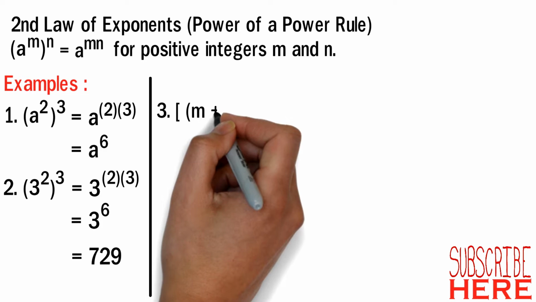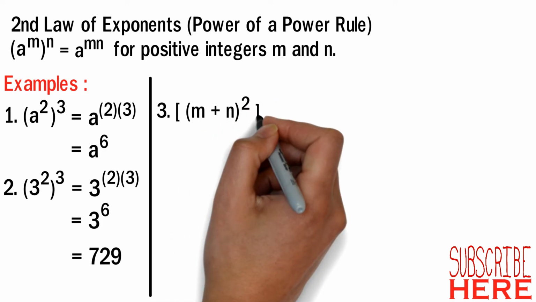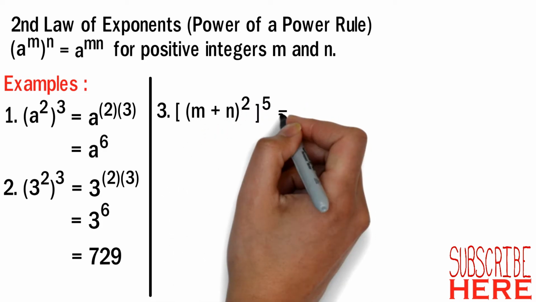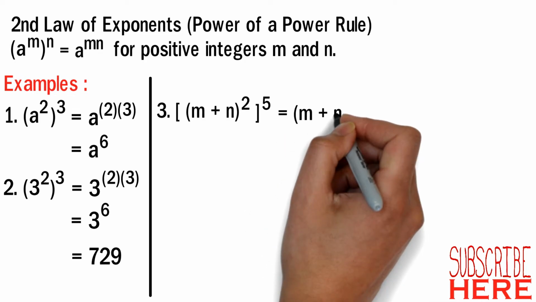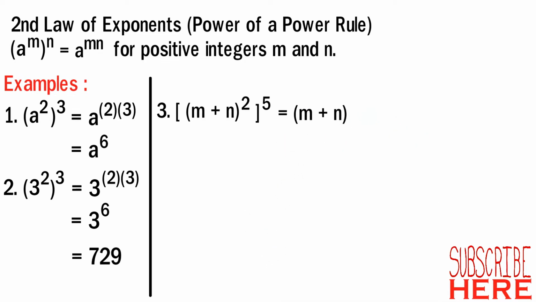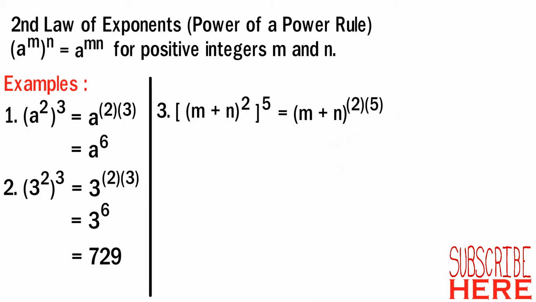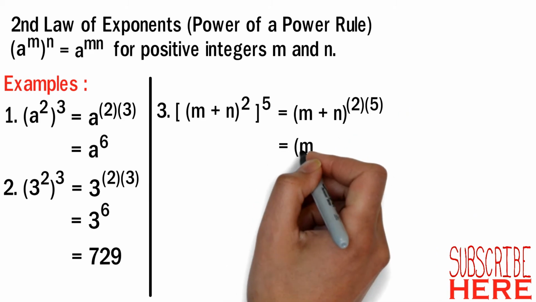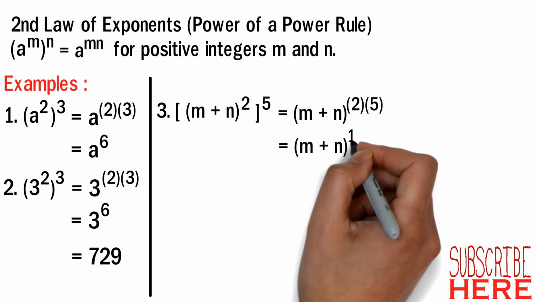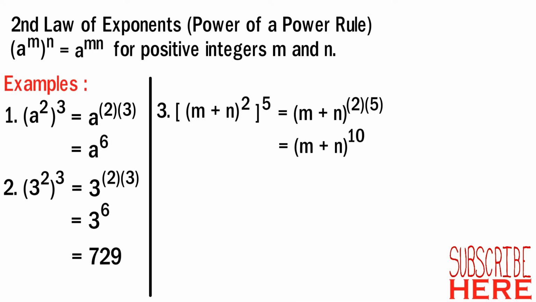Example number 3, ay quantity m plus n squared, raised to 5. Just copy the base which is m plus n and multiply the exponent inside to the exponent outside. Kaya magiging 2 times 5. At ang final answer, student, ay quantity m plus n raised to 10.